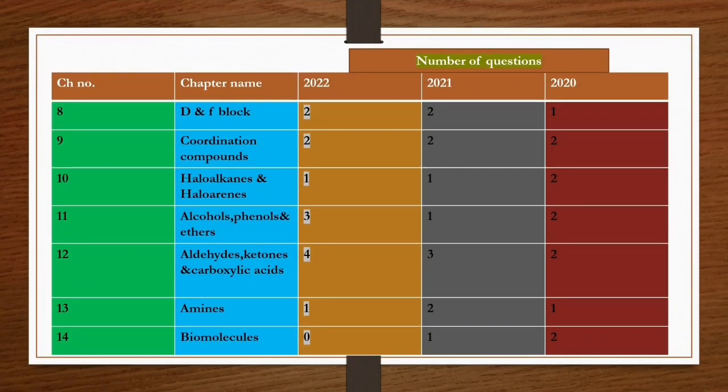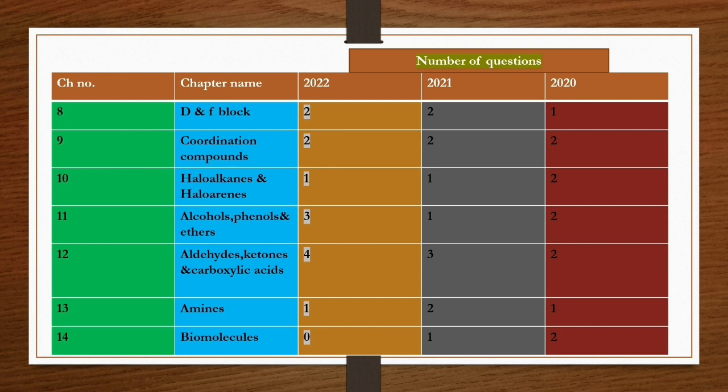D and F block, chapter number 8. So D and F block is the part of inorganic chemistry. Many people find it difficult, but once you remember the entire NCERT in inorganic chemistry, there is practically no way. How can you even get it wrong?